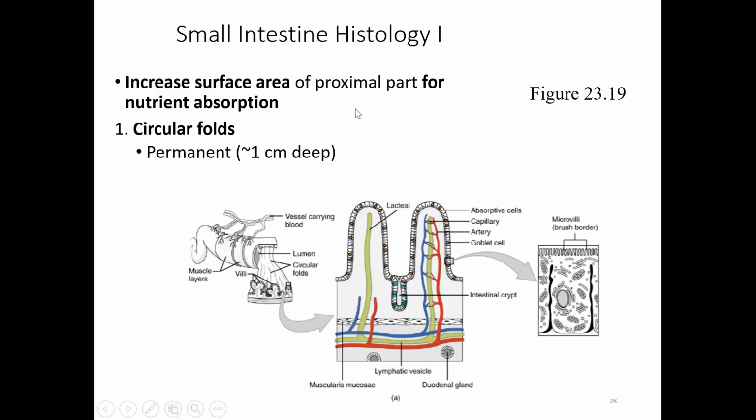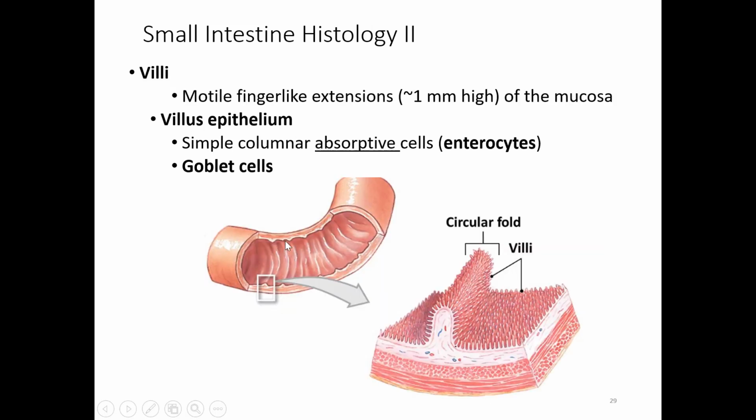Now we'll talk about histology of the small intestine. To increase the surface of the small intestine for digestion and absorption, especially absorption, there are circular folds inside of it, approximately 1 centimeter deep. Those structures that you can see in this picture, they are not circular folds. Look at a different picture. That is the small intestine. That is a circular fold inside of the small intestine. You can see it without a microscope. Here they are, those folds.